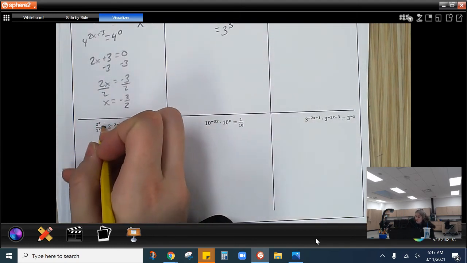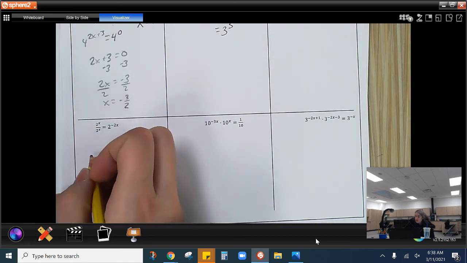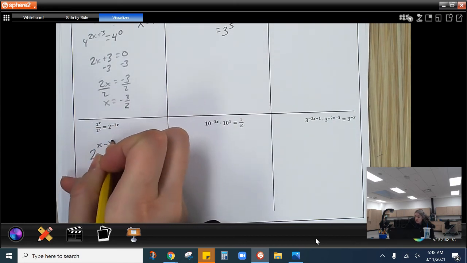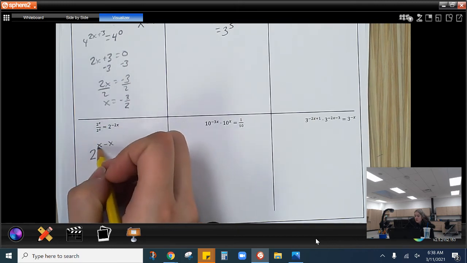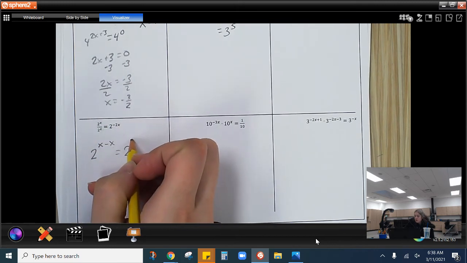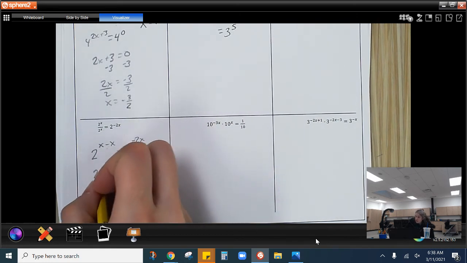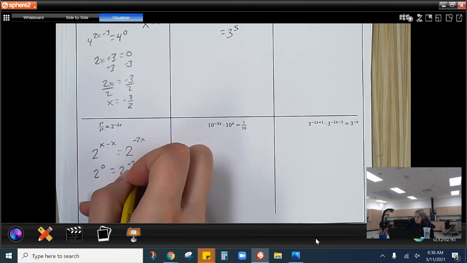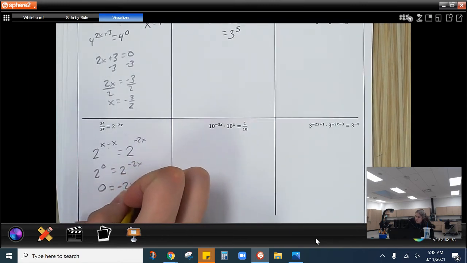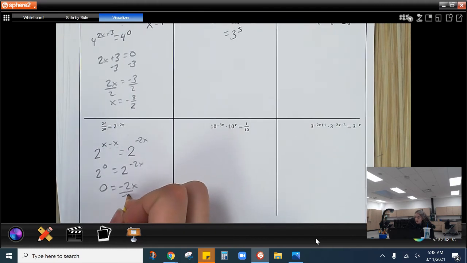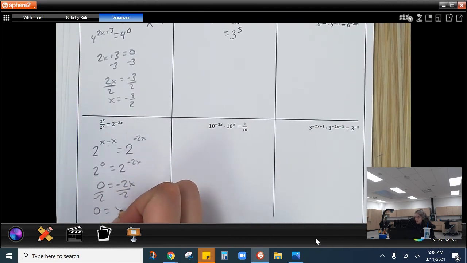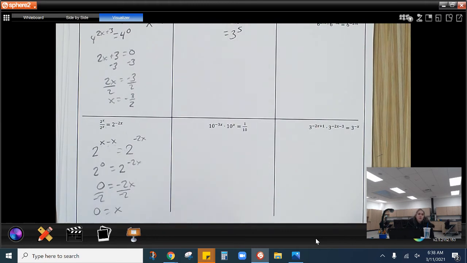So we know that the power of a quotient is where we subtract the denominator exponent from the numerator. So I get x minus x, and it's equal to 2 to the negative 2x. Well, x minus x is really 0. So we really have 0 is equal to negative 2x. So when I divide by negative 2, we get 0 is equal to x. So in order for these to be equal, x would have to be 0. That means both sides would have to be essentially 1, right? Because anything to the 0 is 1.